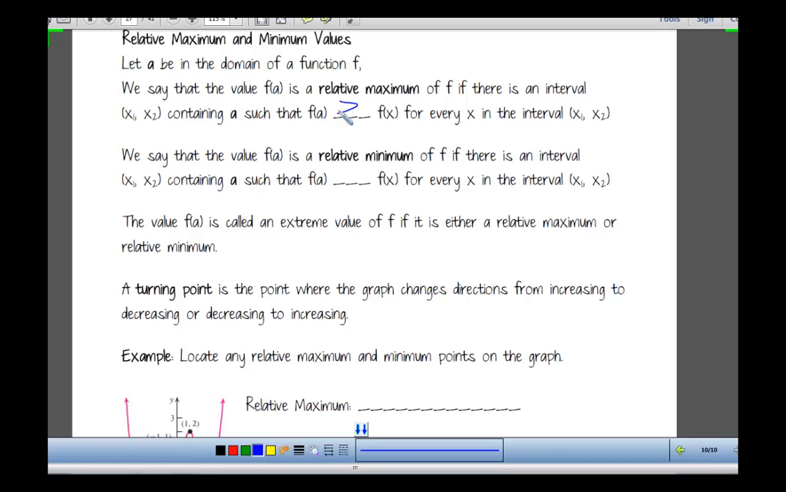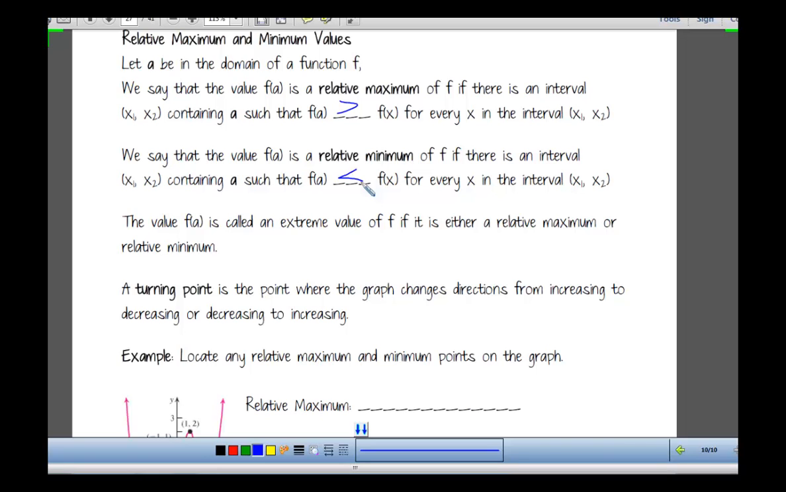Okay, so if it's the largest function value in the interval, we say it's a relative max. Okay, we say that it's a relative min if there's an interval containing A such that f of A is less than f of x for every x in the interval. Okay.